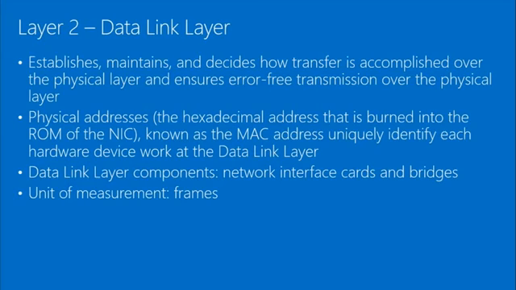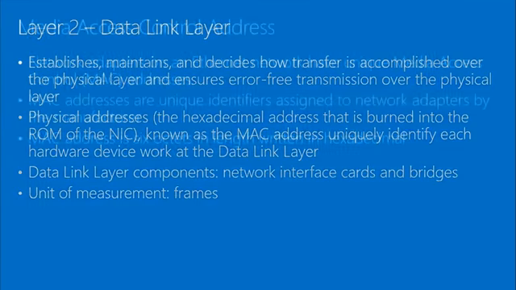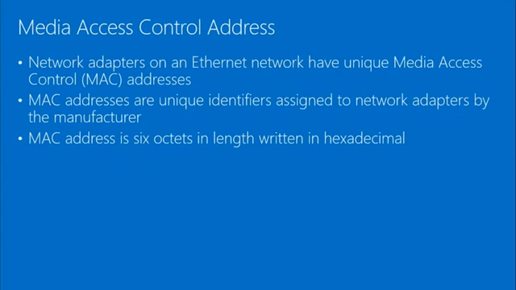So network interface cards and bridges are examples of devices at this layer, and the unit of measurement at this layer is frames. So media access control, which we've talked a bit about already, ensures unique addresses for the different devices. We've talked about what happens if devices don't have unique addresses, and manufacturers are typically assigned ranges of addresses. They are 6 octets in length, written in hexadecimal. And we're actually going to see an example here on the next slide.